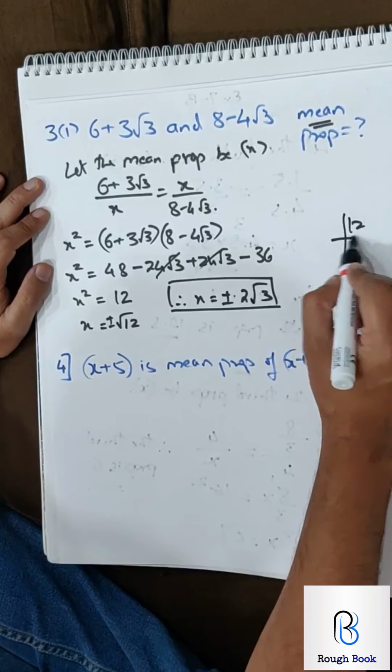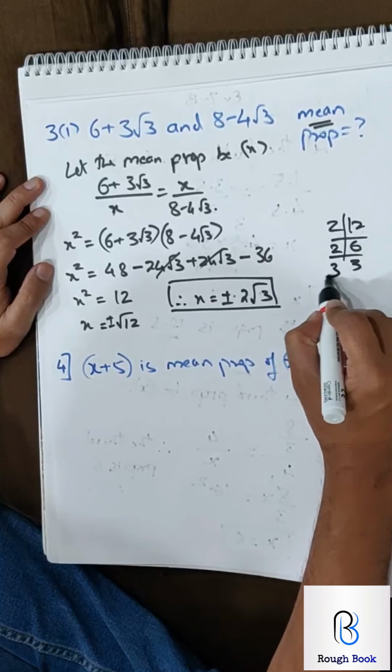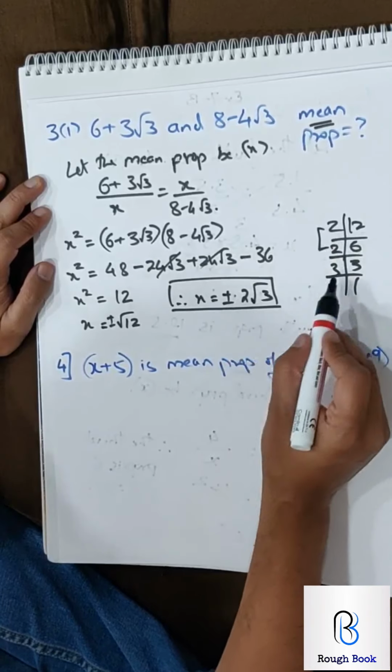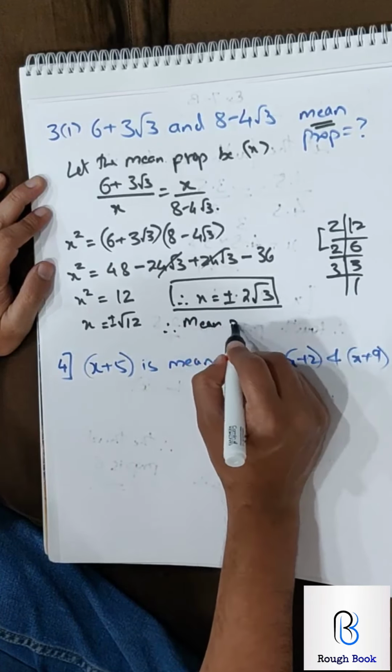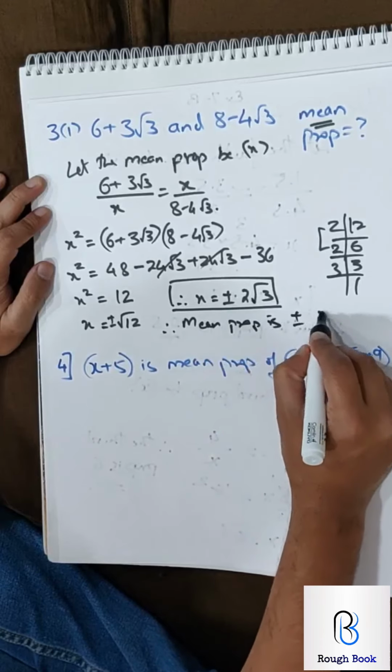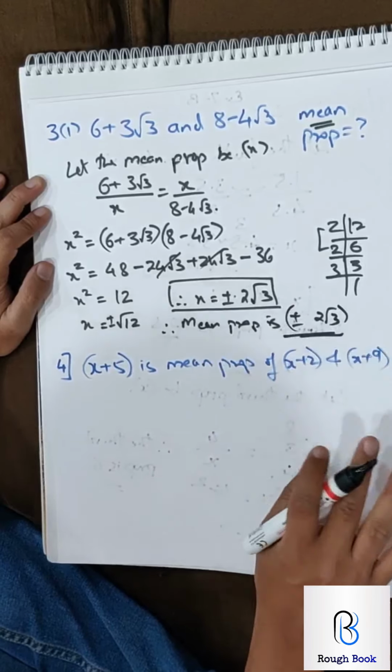Take factors of 12: 2 6s are, 2 3s are, 3 1s are. Whatever is common comes out, uncommon stays inside. So you can say therefore the mean proportion is plus minus 2 root 3.